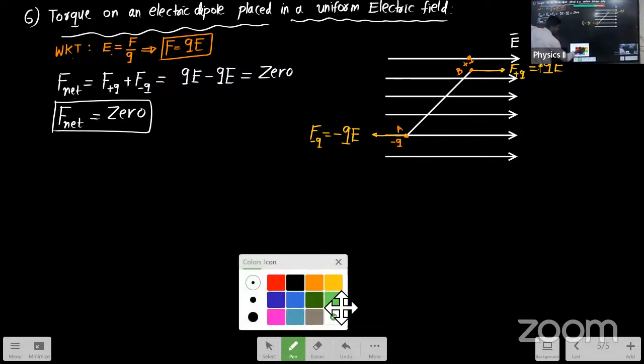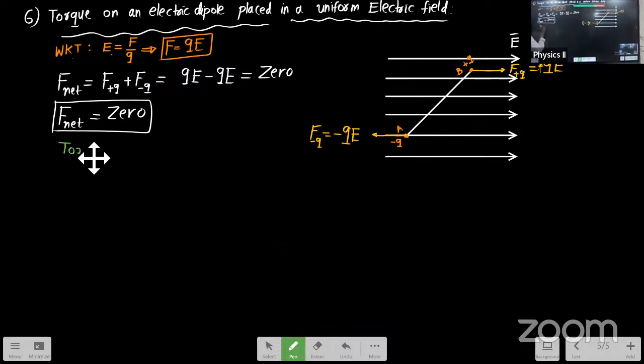So torque is given as force into perpendicular distance. So we can take any force. Here torque is a force into perpendicular distance. Either it can be plus QE or minus QE. Now we are supposed to determine the perpendicular distance.